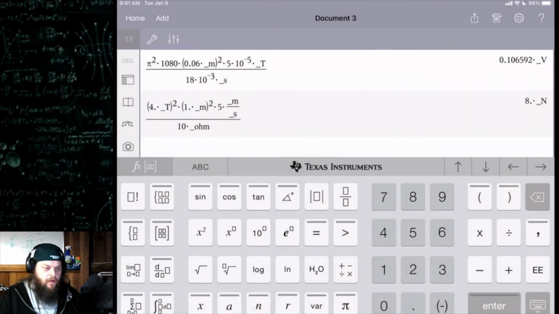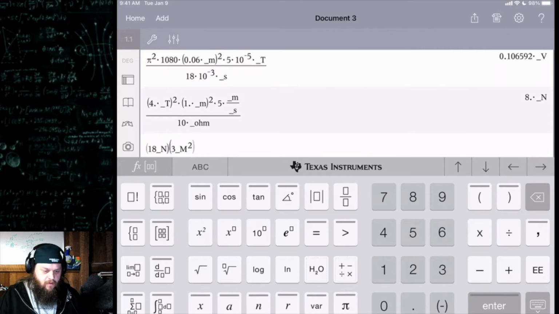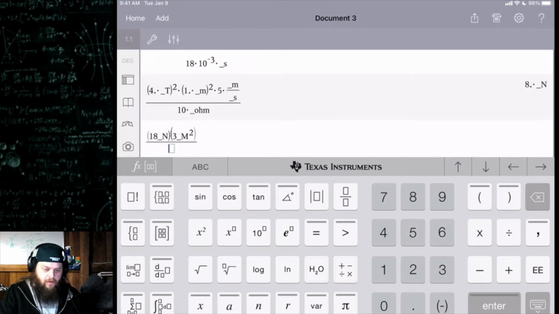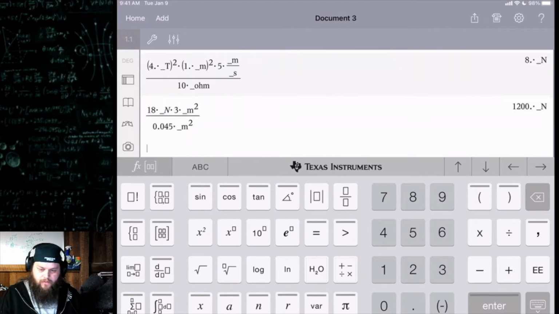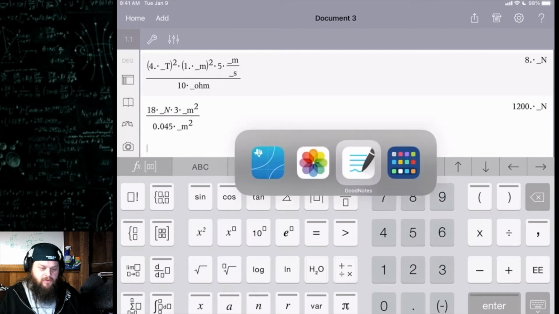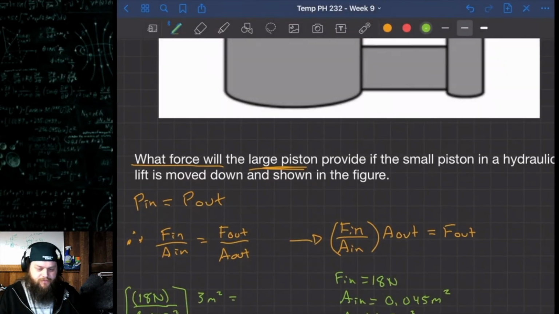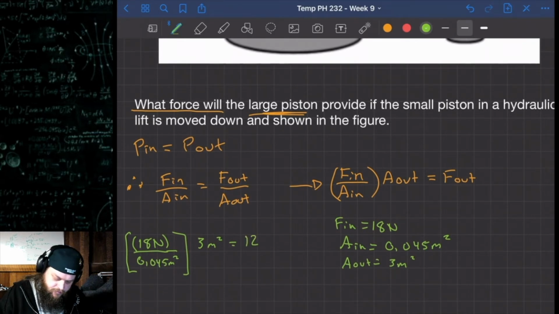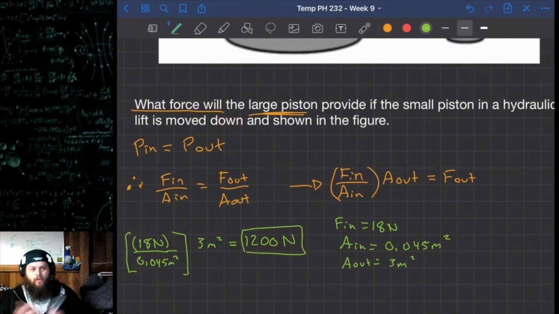Let's go here, and we're going to take 18 newtons. We're going to multiply that by 3 meters squared, and we're going to divide the whole thing by 0.045 meters squared. That's 1,200 newtons of force is what we're getting. 1,200 newtons. So this is a great example of how the work is the same on each of these, but we're only pushing down with 18 newtons, and we're getting 1,200 newtons of force going up.